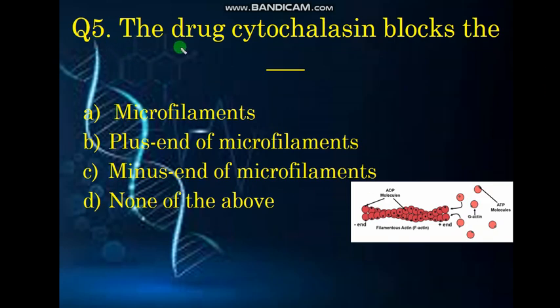Question number 5. The drug cytochalasin blocks: option A, microfilaments; option B, plus end of microfilaments; option C, minus end of the microfilaments; option D, none of the above. And here this drug blocks the plus end of microfilament. Here this is the microfilament. It contains both positive end and negative end.